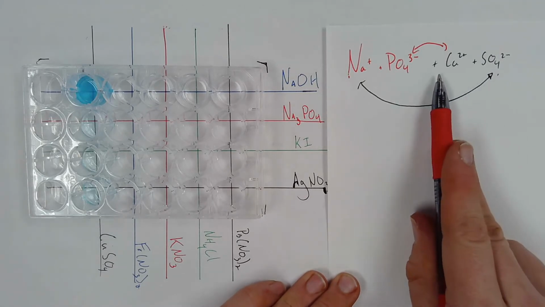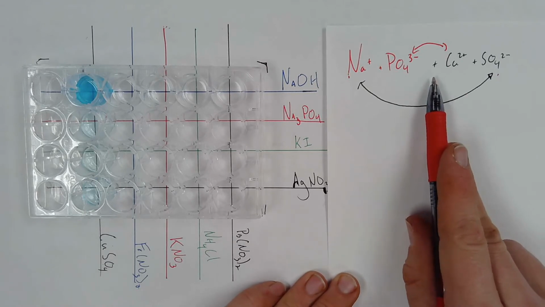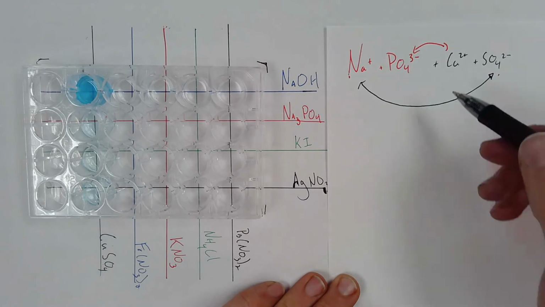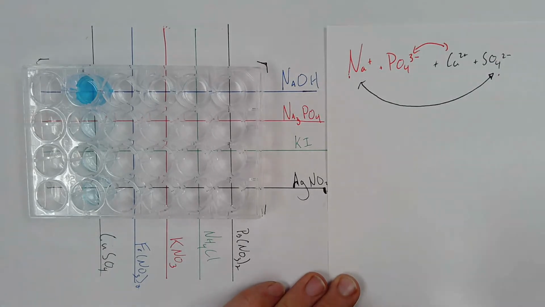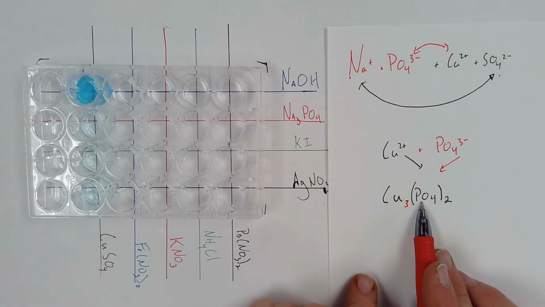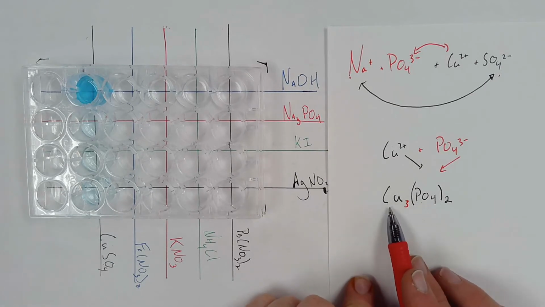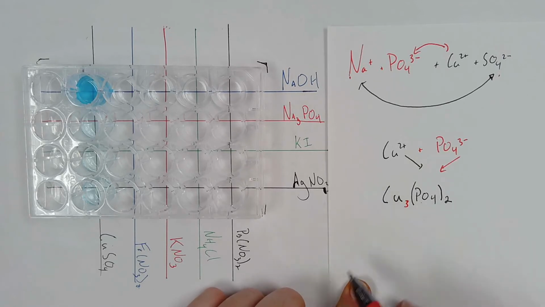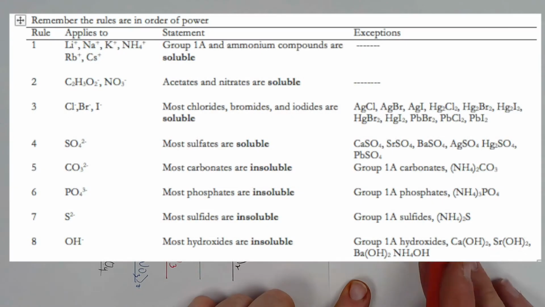This one's a little harder though, right? I can't just say, oh, it's not going to make a precipitate. I need to actually combine these two things together. So let's do that really fast. I have Cu2+, and this should be red, but I was stupid. So I'm going to make this big compound here, copper 2 phosphate. Now, is that a solid? Use the solubility rules. I'll flash them up on the screen.